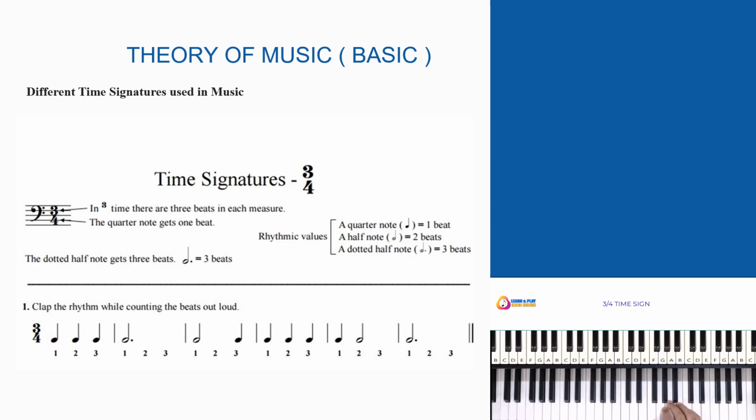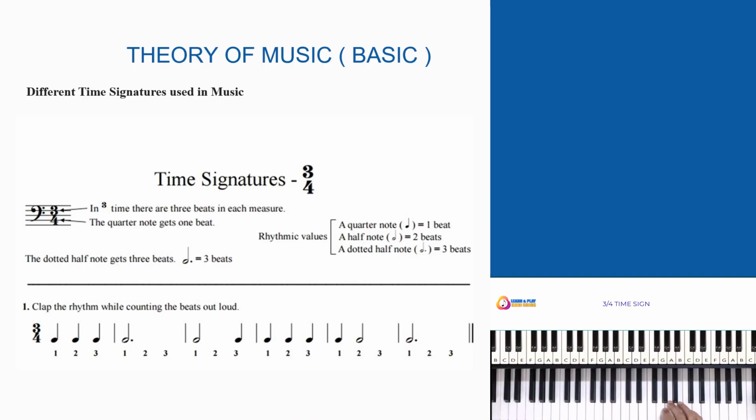Last bar, a dotted minim, which is equal to 2 plus 1. That is, the dot carries half of the minim's value. So 2 and a half of 2 is 1, total 3. So 1, 2, 3. If you play at a stretch, you will see that the song is in the shape of different time values.